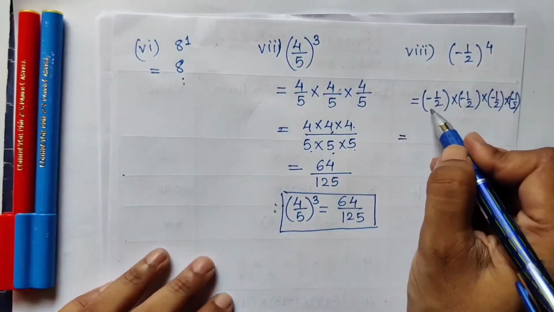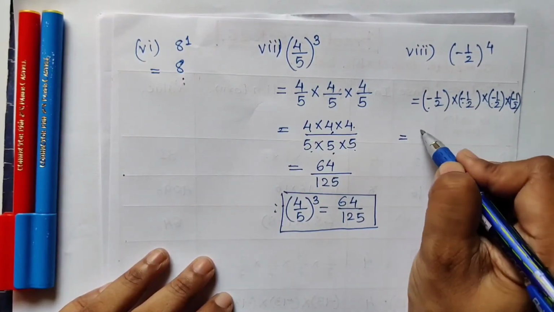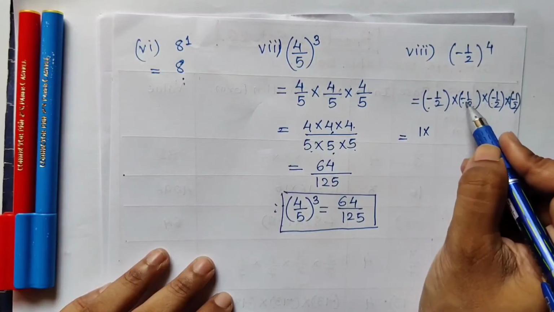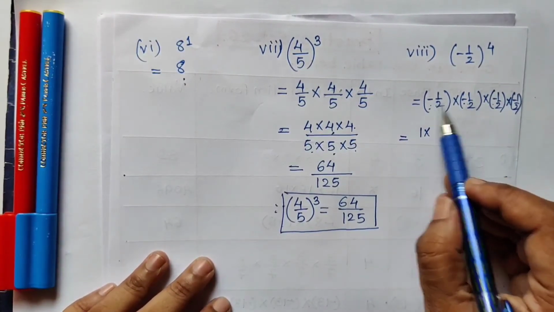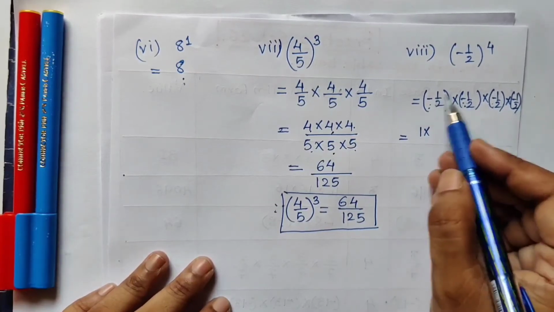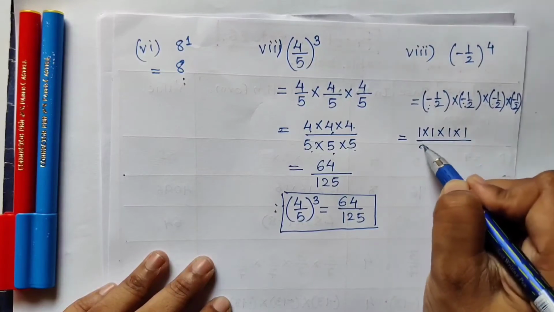Now multiply. Minus minus becomes plus, minus minus becomes plus. So all the signs will become plus because 4 times minus has come. So minus minus plus, minus minus plus. Now multiply numerator with numerator: 4 times 1, and denominator 4 times 2.